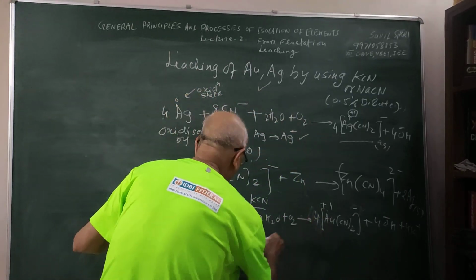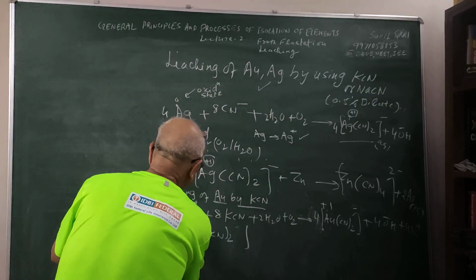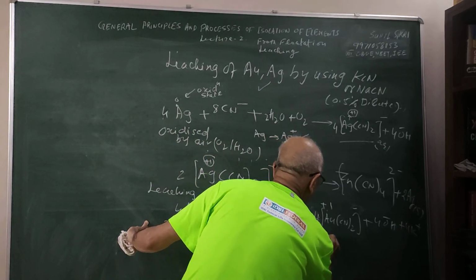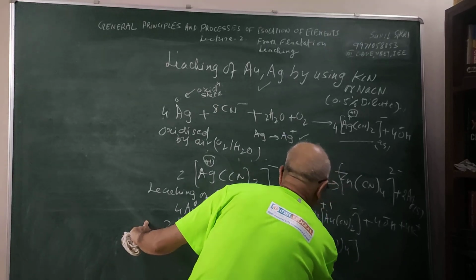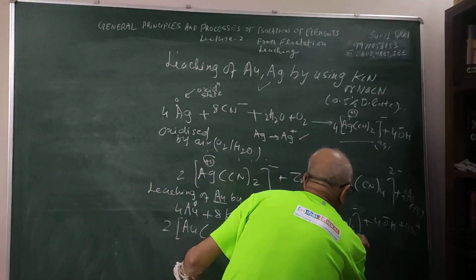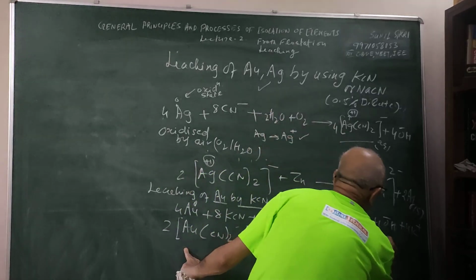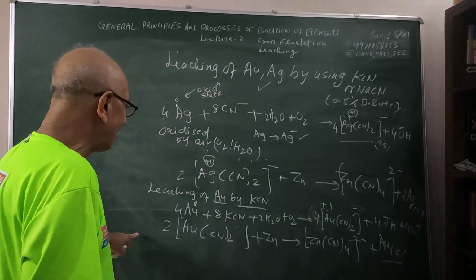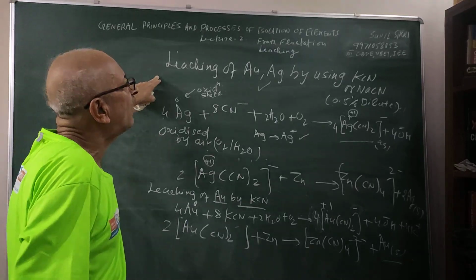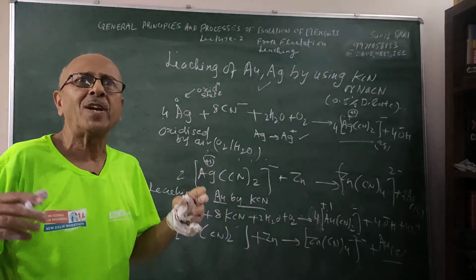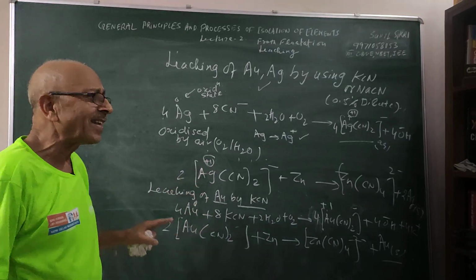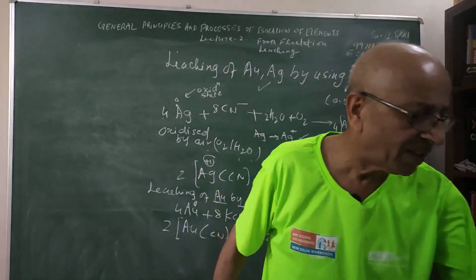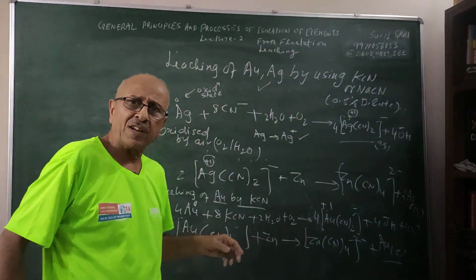Now we will get back the gold by reacting with zinc. So zinc acts as a reducing agent. What will happen? Zinc will form a complex, [Zn(CN)4] 2-, and you are getting gold. So you will be able to recover gold by this method. This is what we are talking of, leaching of silver and gold by using dilute KCN or NaCN solution. That is the end of the leaching process, students. In my next lecture, I will discuss the roasting and calcination processes.